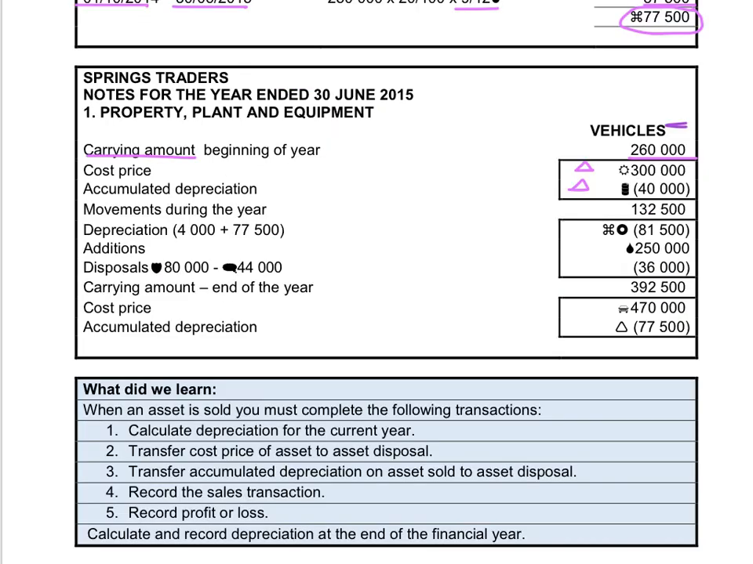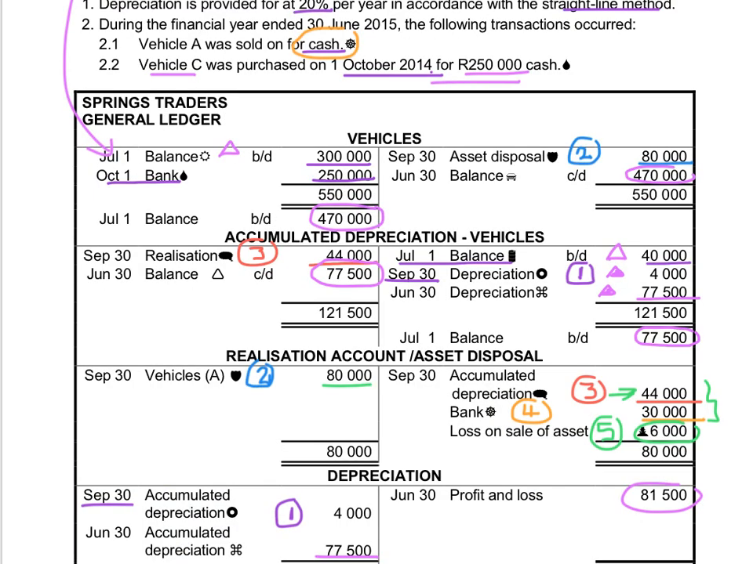In the accumulated depreciation account, we've written off depreciation of 4,000, and we've written off depreciation as 77,500. So I will add those two together and indicate that the assets were reduced with 81,500. And here I will indicate under movements that assets were reduced with depreciation of 4,000 and 77,000, and that means that the value of my assets decreased with 81,500.